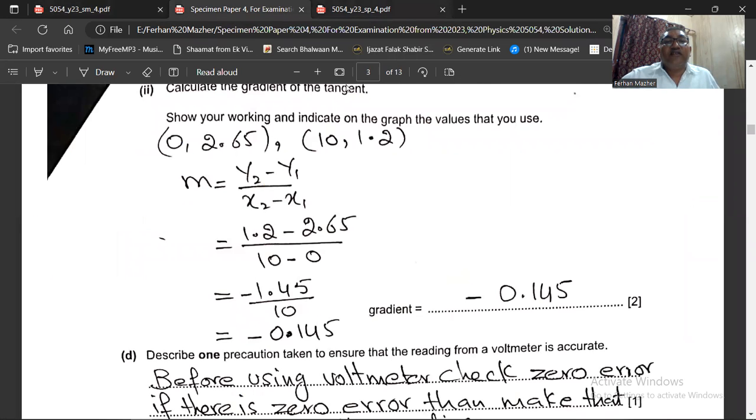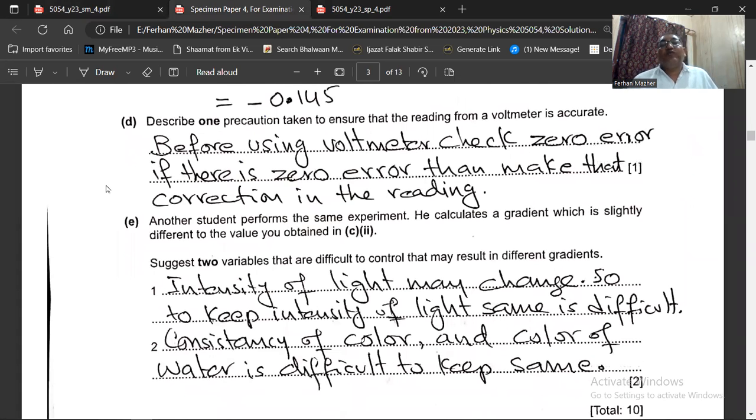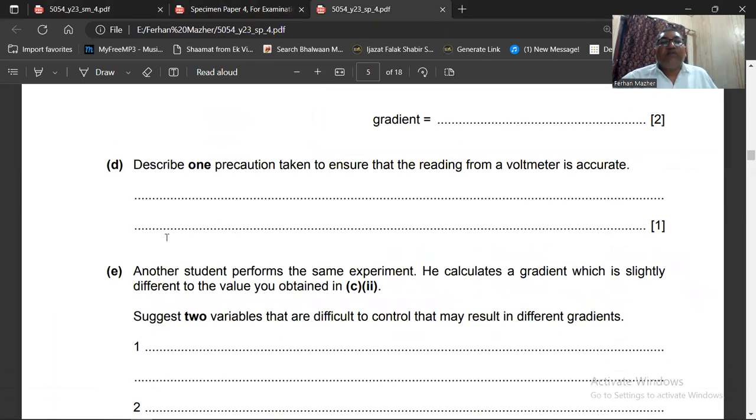So the next question is, they're asking us to describe one precaution taken to ensure that the reading from a voltmeter is accurate. Let me show you the question. Okay, so it's a 1-mark question. If you want to take the reading from a voltmeter accurately, you should, first of all, before using the voltmeter, check if there are 0 errors in that voltmeter or not. If there are 0 errors, then after taking the reading, you have to do the correction for that 0 error.